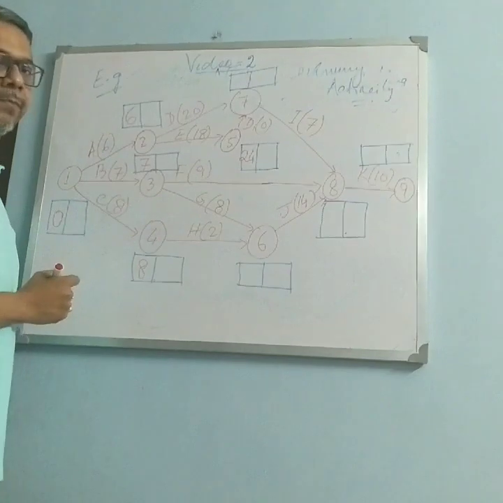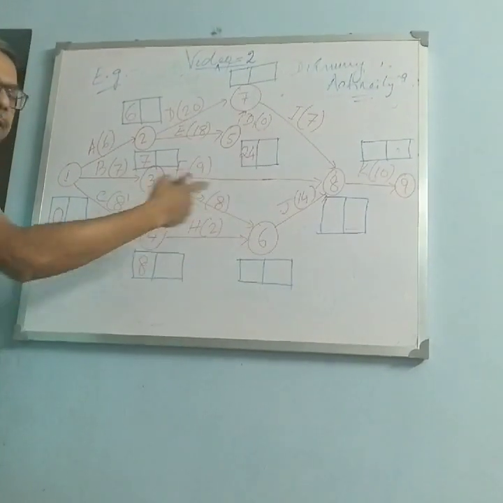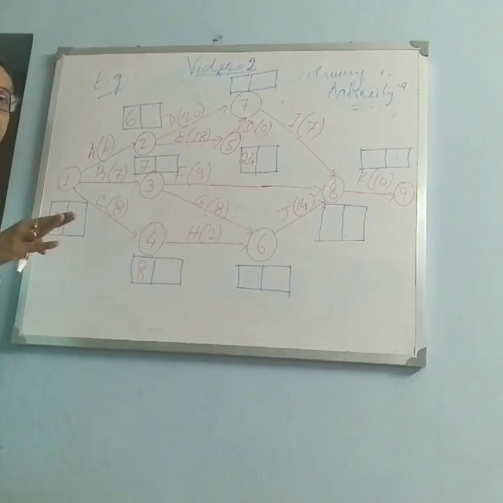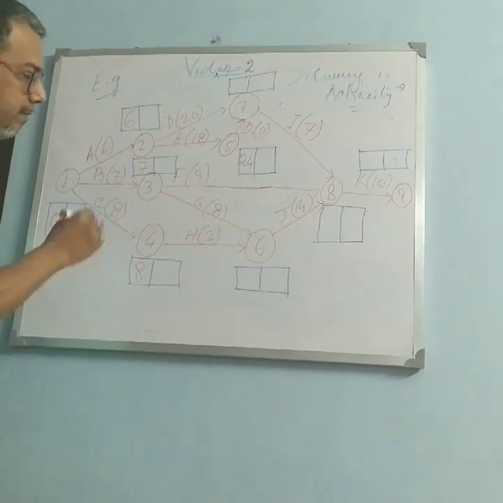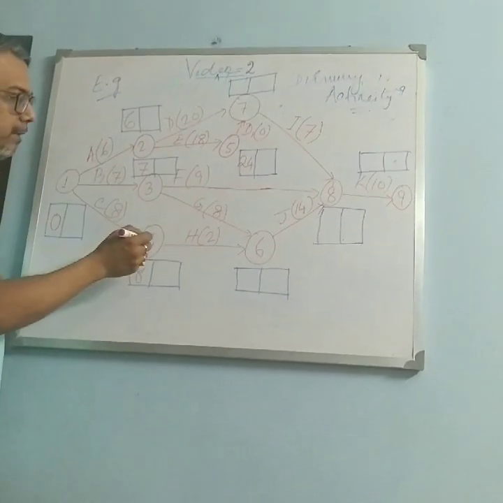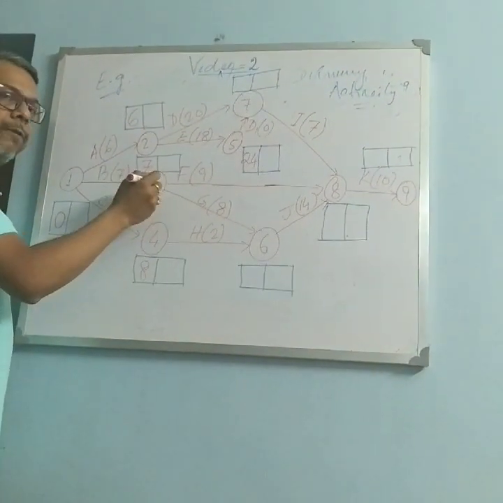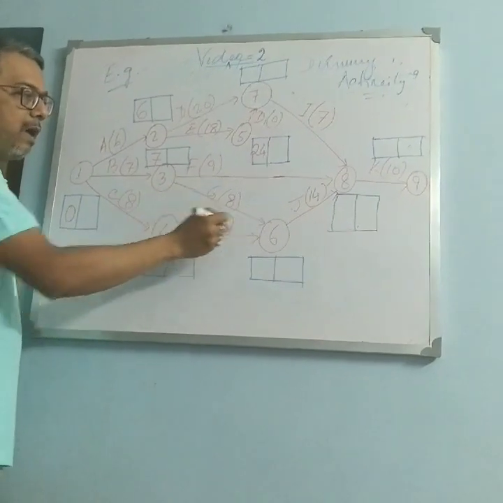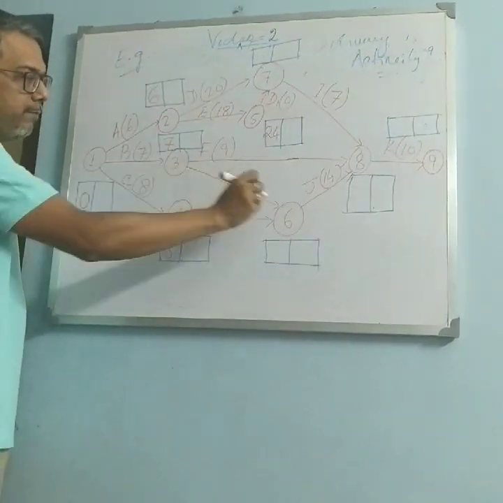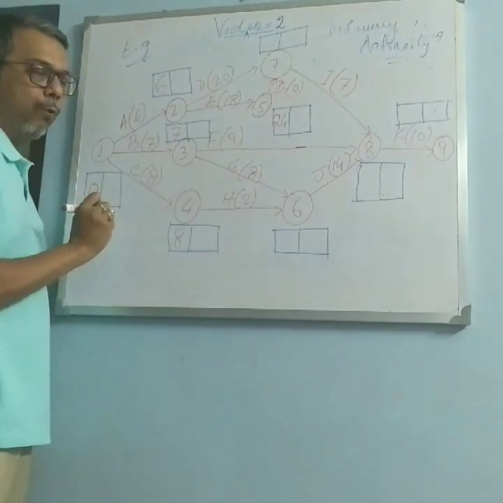Next 6. In 6 how many arrowheads are there? See, there are 2 arrowheads. Now here comes the problem. Now what is that problem? We have to consider both the arrowheads, which is coming from 4, which is coming from 3. Again I am saying both the arrowheads. So one is coming from 3, another is coming from 4.